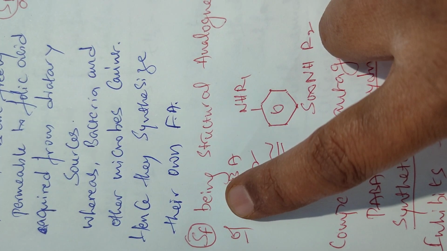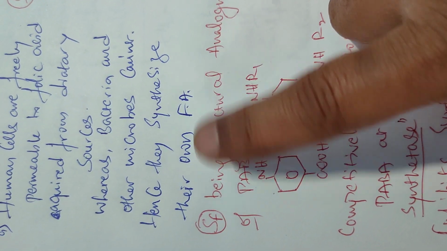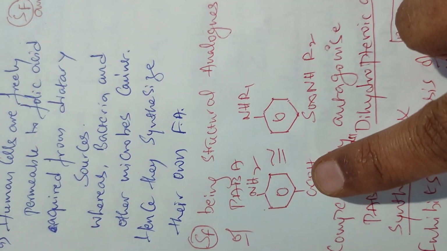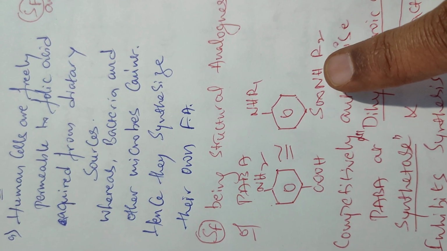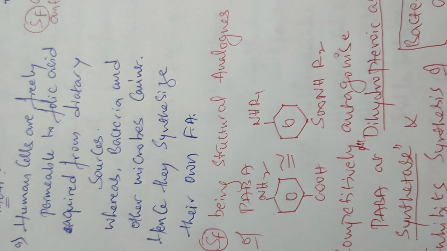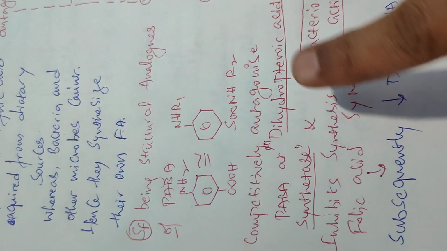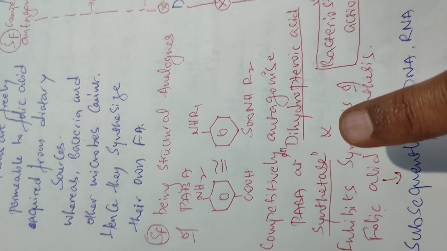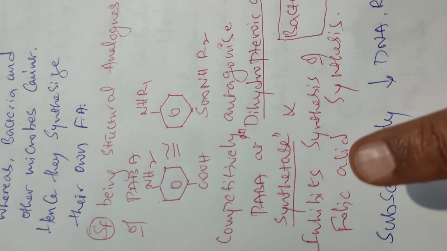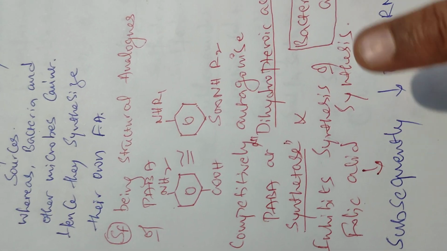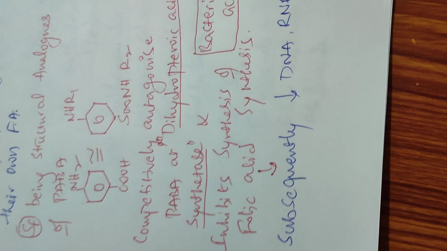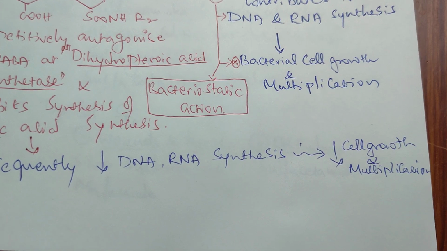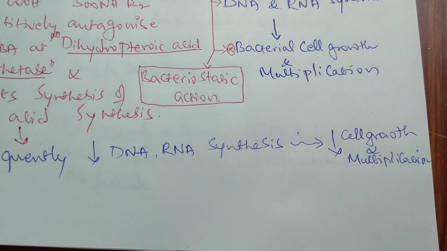Here comes the point. In folic acid synthesis, PABA is very, very important. You see, sulfonamides are structural analogues of PABA. This is the PABA structure and this is the sulfonamide structure. Because of structural resemblance, they competitively antagonize PABA at the dihydropteroic acid synthetase enzyme. When this enzyme is competitively inhibited, folic acid synthesis is stopped. Subsequently DNA and RNA synthesis is stopped, and eventually cell growth and multiplication is also stopped.